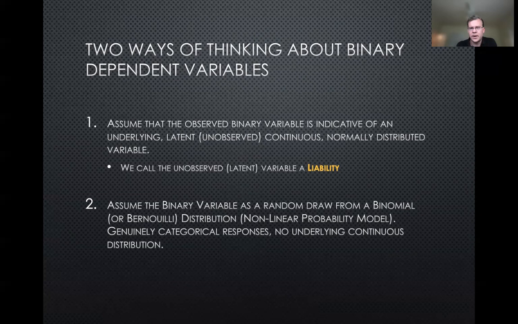The second way of thinking about binary dependent variables is to assume that the binary variable is a random draw from a Bernoulli or binomial distribution, which requires us to look at nonlinear probability models. And we can derive the same model out of both assumptions. The difference is that if we use the second assumption, the Bernoulli distribution, there's a lot more math and it's a lot more complicated. And since it gets us to the same place, we can derive it using the liability-threshold model, and that's going to be much easier to demonstrate. The second very good reason to use this liability-threshold model is it extends to multiple thresholds much easier than the Bernoulli derivation.